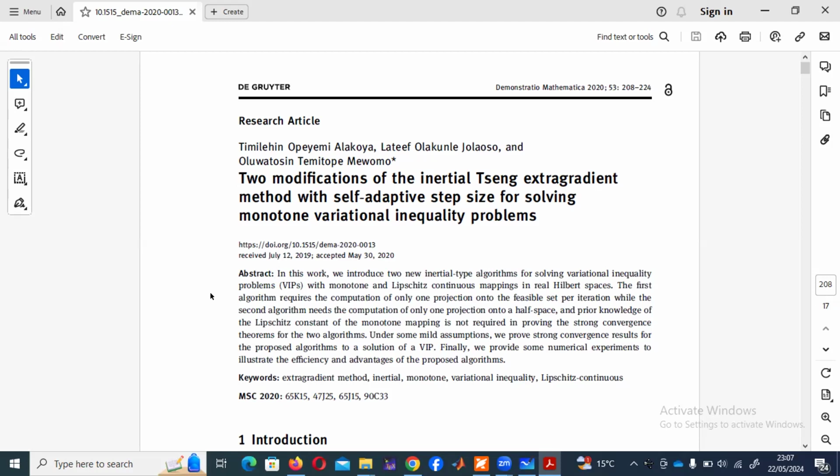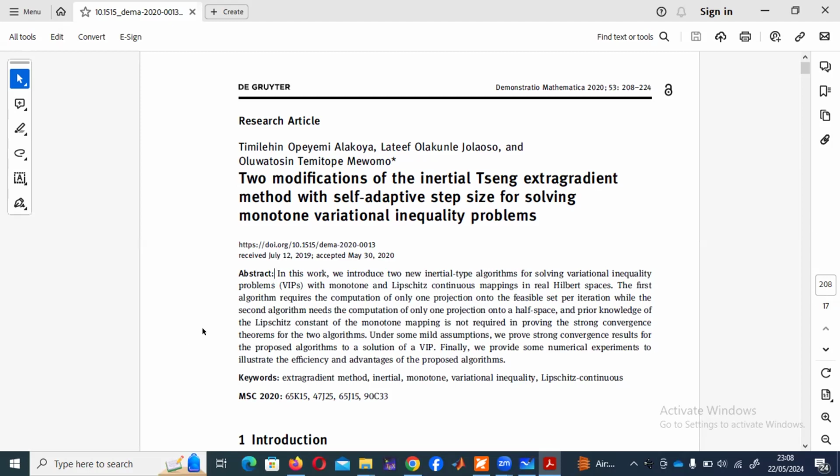The first algorithm only requires computation of one projection onto the feasible set per iteration. So we get x1 projection, x2 projection, x3 projection. Then the second algorithm also needs projection onto our space when you start. And prior knowledge of the Lipschitz constant of the monotone mapping is not required. I said the operator is monotone and Lipschitz, but they then say there is no need to evaluate that Lipschitz constant. So this is what the paper intends.